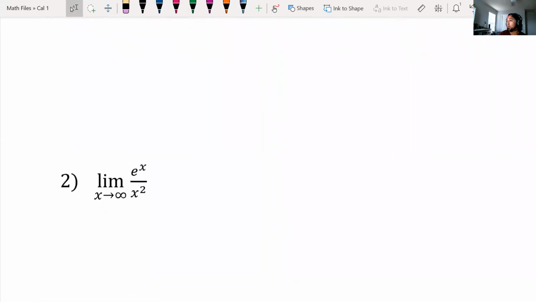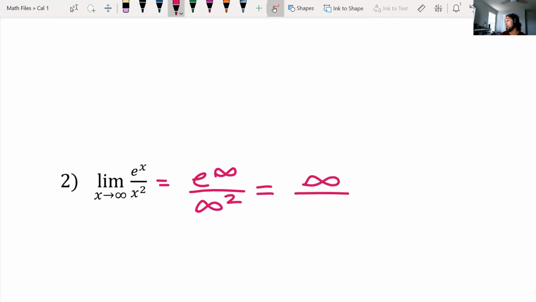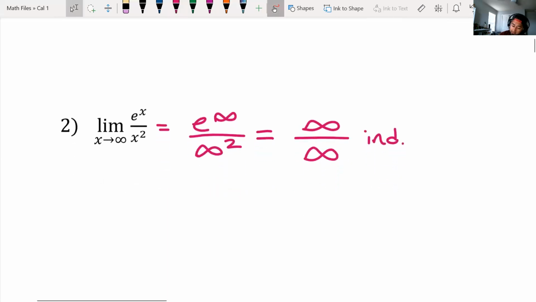All right. 2, let's try it again. The limit as x approaches infinity of e to the x over x squared. Well, if you plug the limit in, you'll get e to the infinite power over infinity squared. Well, e to the infinite power is just infinity, and infinity squared is still infinity. So again, we run across an indeterminate form, which means we get to take them to the hospital.